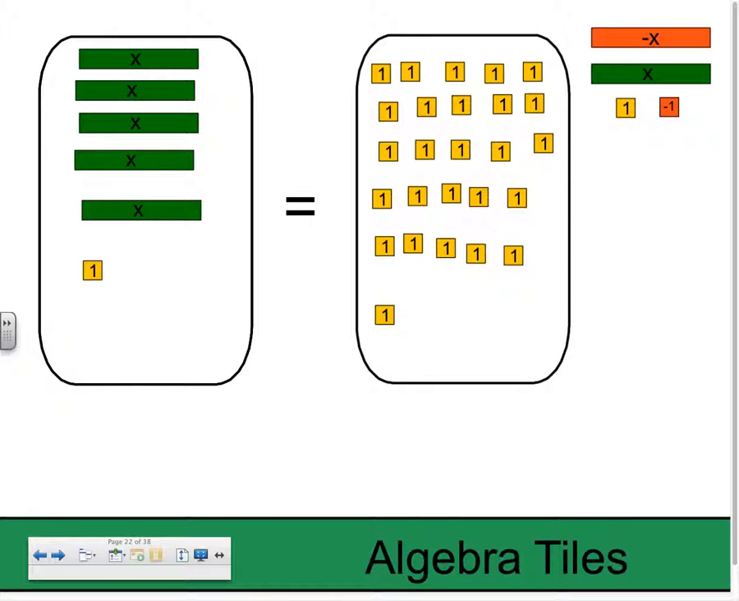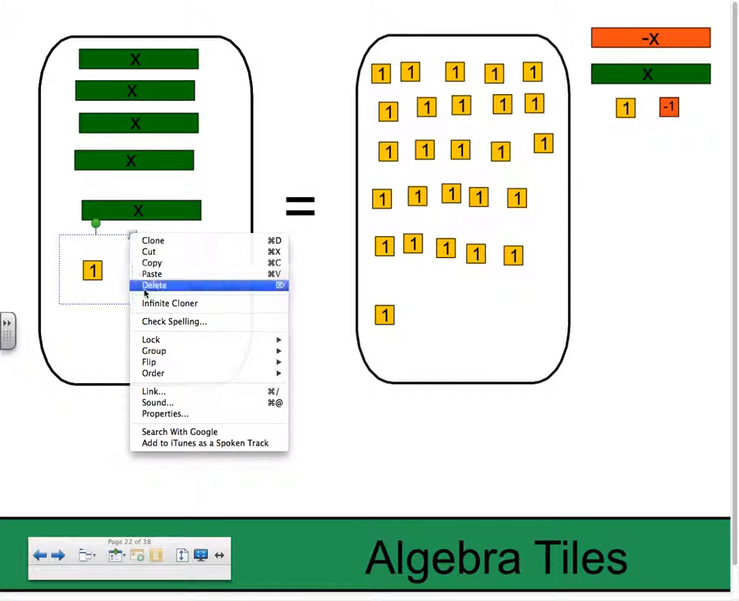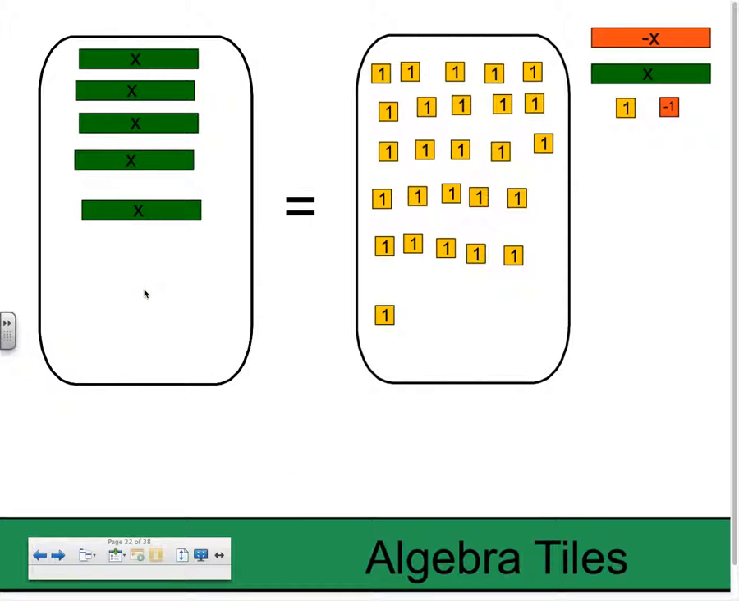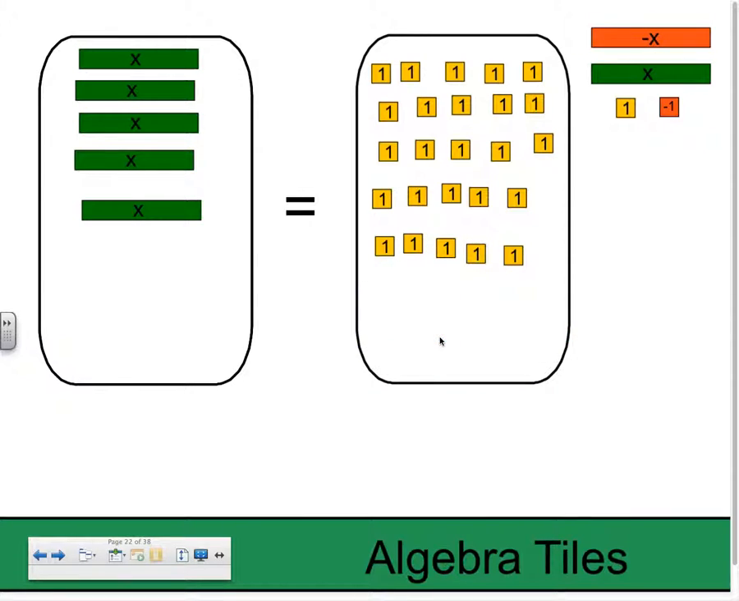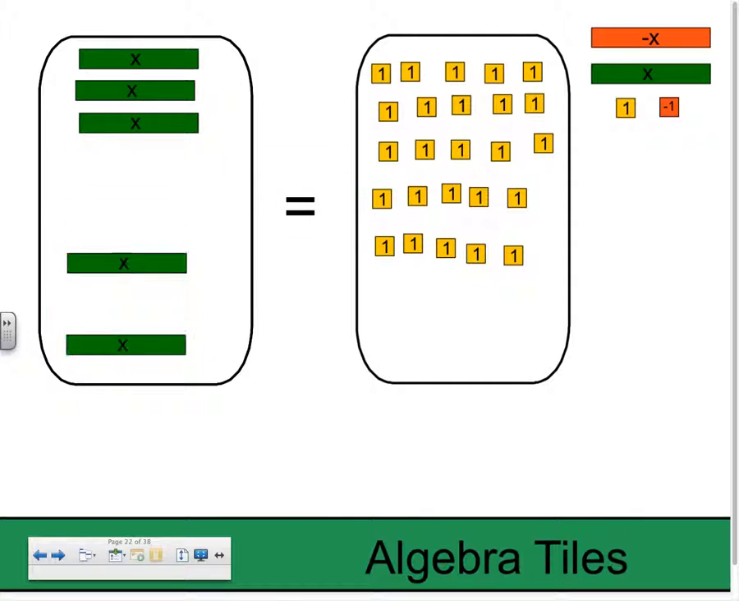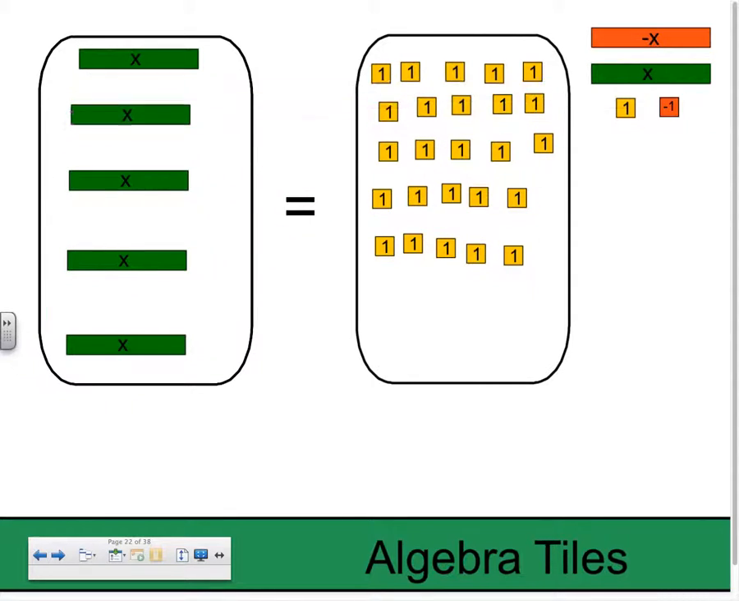Now, what's the first thing I'm going to do? I want to get these x's all split up, okay, individually. So what do I have to get rid of first? Jamie. The 1. Very good. So I got to get rid of this 1. If I get rid of 1 on this side, I have to get rid of 1 on this side. Very good.